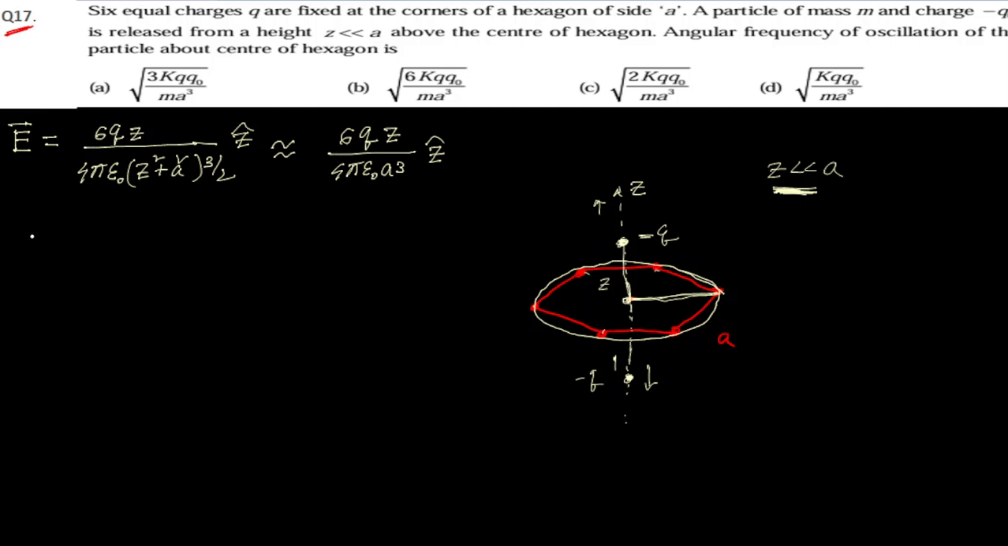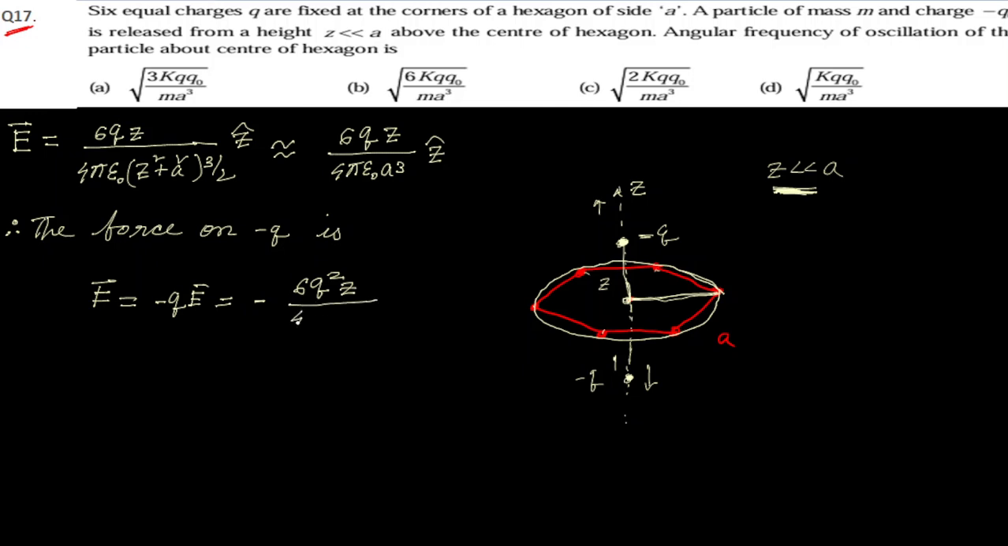Now that we know the electric field, if we place a charged particle of charge minus q here, we can find the force on it. The force on minus q is F equals minus q into E. So the force will be minus 6q square z divided by 4 pi epsilon naught a cube.